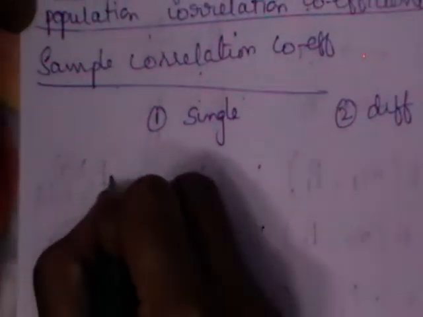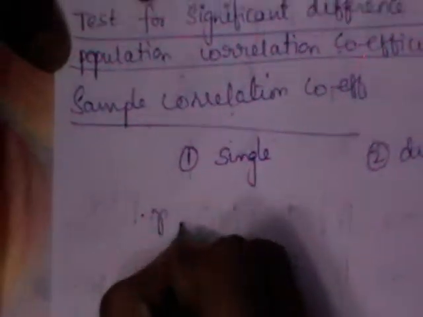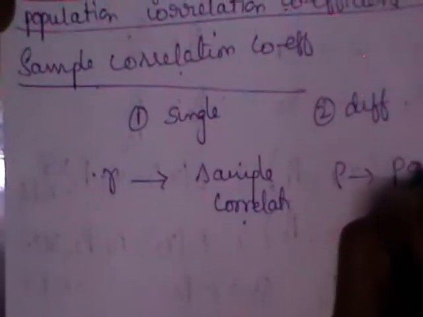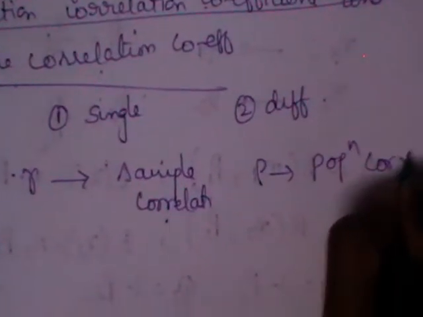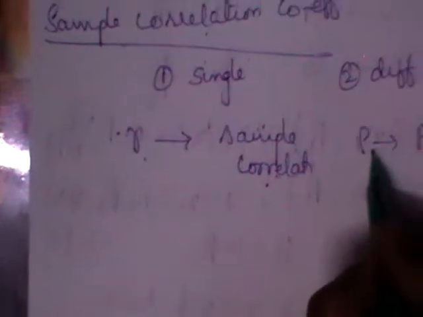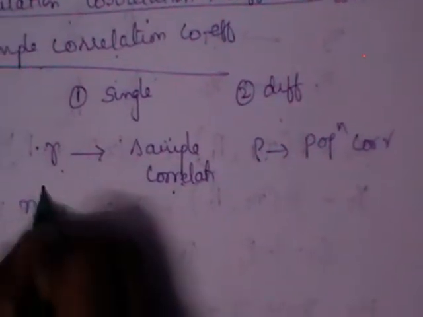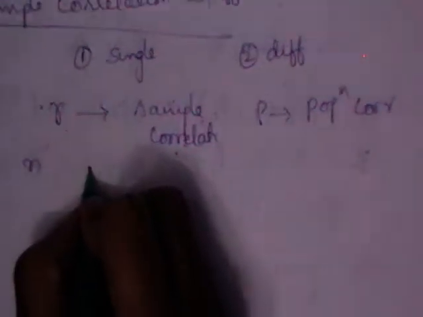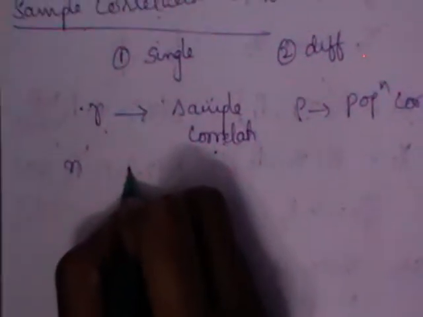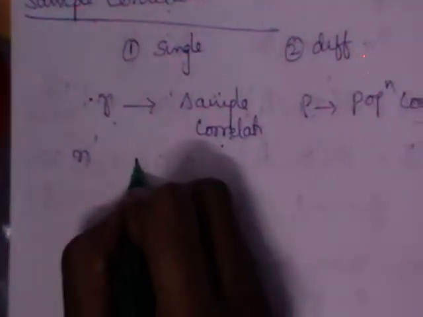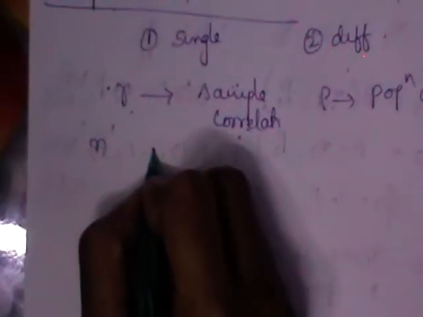The notation we are going to use here is: small r stands for sample correlation coefficient, rho stands for population correlation coefficient. Small r is sample correlation, rho is population correlation coefficient. Let n be the sample size here. For mean or proportion you don't have any limits, whereas for r, the correlation coefficient, the limits are from -1 to +1.